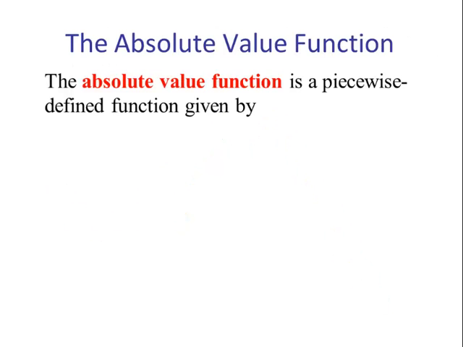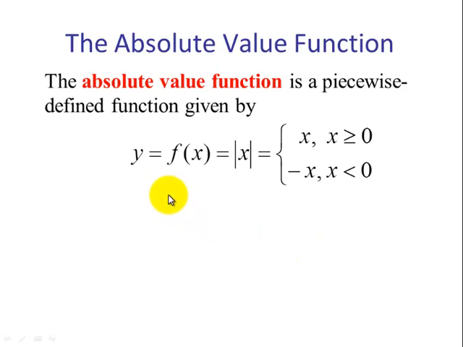We can think of the absolute value function as a piecewise function. It is given by this formula. y is equal to f of x, which equals the absolute value of x, which can be pieced together by a positive x when x is greater than or equal to 0, and a negative x when x is less than 0. So this part of the equation tells the viewer what function to use within this domain.